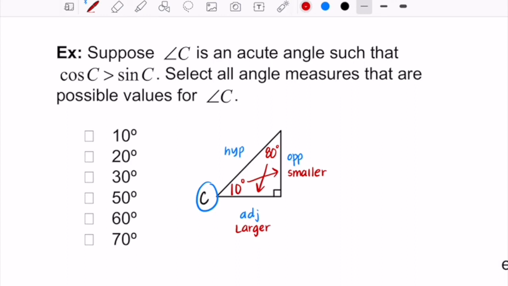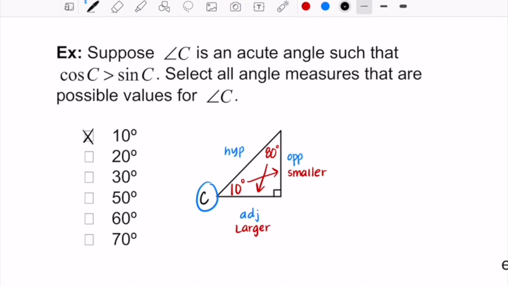So in this picture, when I do the cosine of the angle, cosine would be adjacent over hypotenuse. I'd be putting a larger number in the top of that fraction. When I do the sine of angle C, I'd be putting the opposite over hypotenuse, and that would put a smaller number in the top of the fraction. And so for this question, if the angle was 10 degrees, like it is here in the picture, 10 degrees would be a yes, because the cosine of that angle would be greater than the sine of that angle.